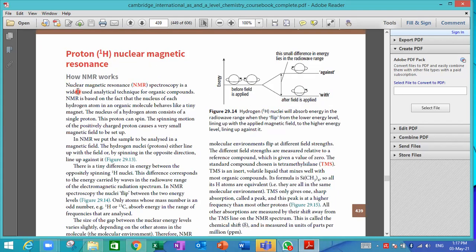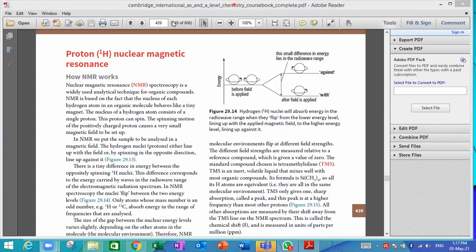Now we come to proton nuclear magnetic resonance, or we call it proton NMR. We are going to talk about it in general. Now, in general, inside an atom, we have the nucleus. And that's why they call it nuclear, because it's dealing with nuclei, nuclear magnetic resonance.